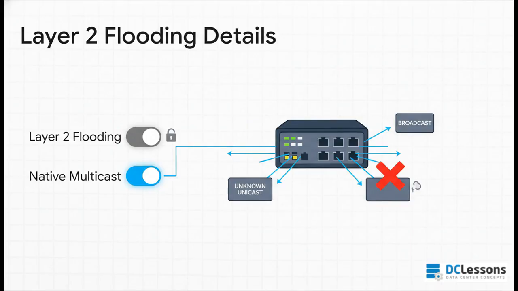This is off by default for a reason, so you really want to use it sparingly. It's specifically designed for broadcast and local multicast traffic. It won't flood unknown unicast packets. And here's the kicker, the most important dependency: you cannot enable Layer 2 flooding unless your fabric is already configured for native multicast in the underlay. They go hand in hand.